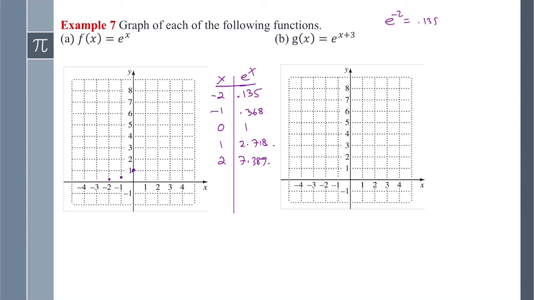The y-intercept is 1, and when x is 1, it is 2.78, which is close to 3, somewhere here. And when we put 2, 7.3 something, so it's just somewhere here. Okay, I'm just approximating. So this is what the graph of e to the x looks like. So f of x equals e to the x, and it goes on forever.